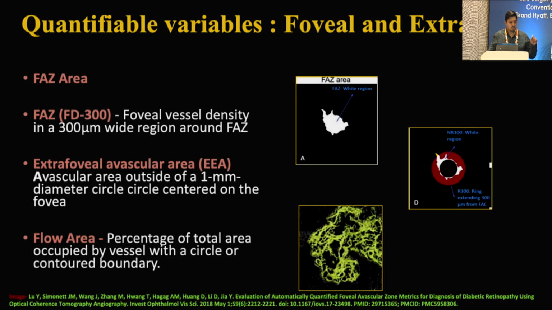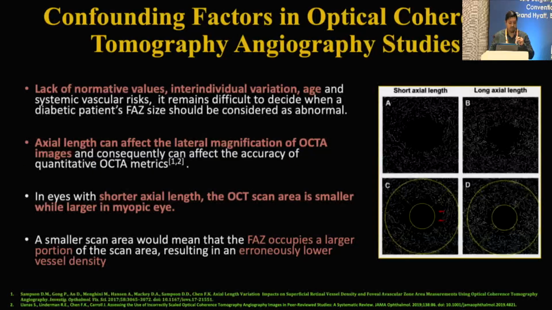Flow area: you can manually draw a circle, or the machine will draw a circle, and at the same time you can draw a particular area and you see how many vessels are there. The vessel density is the flow area.